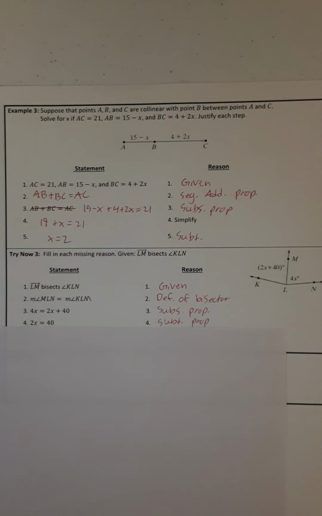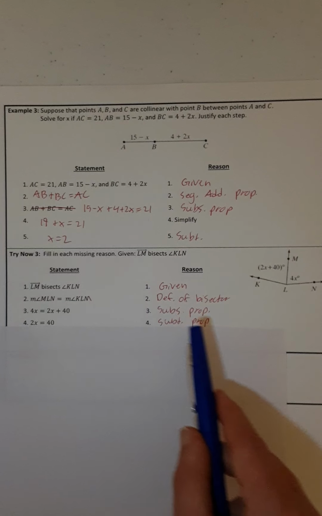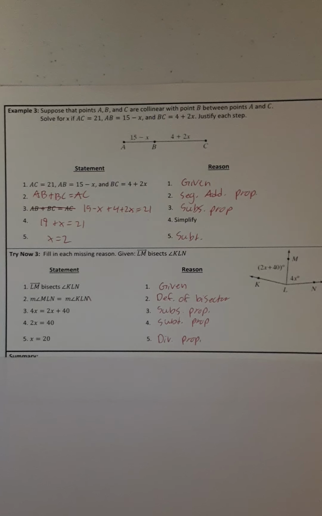Then we're subtracting 2x from both sides. Notice how important it was that I did SUBS and then SUBT, so I know when I'm substituting and when I'm subtracting. And lastly, I'm going to divide to get x equals 20. Awesome. That is the conclusion of our 1.4 video on reasoning in algebra.